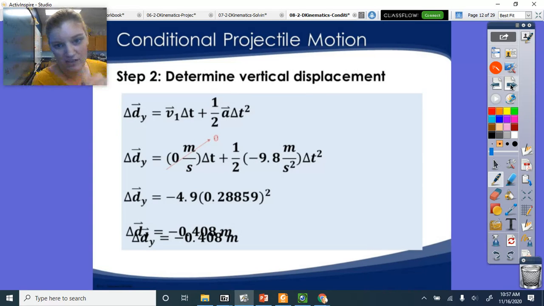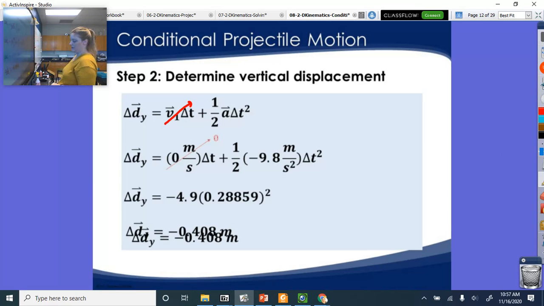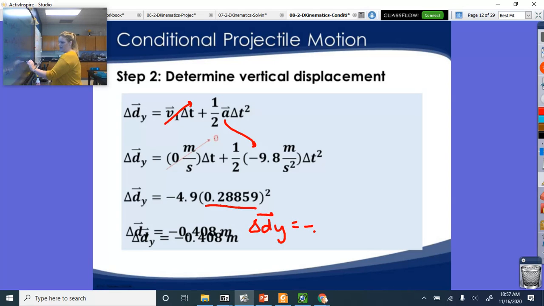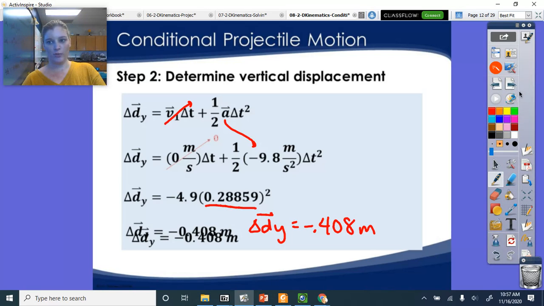So then we're going to use our vertical displacement because now we've solved for our time. Ooh, there's some numbers that are all wonky there at the bottom of the slide. So my initial velocity in the y is 0, so that's why we canceled that out there. And then I have my acceleration, and then my time was 0.28859. So they kind of solved it weirdly in steps. In case you can't read it, the displacement in the y is negative 4.08 meters. So in that time frame, I've dropped 4.08 meters.